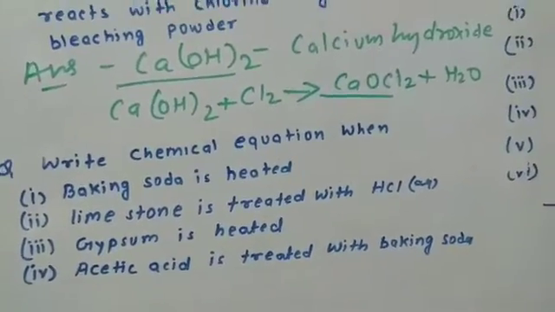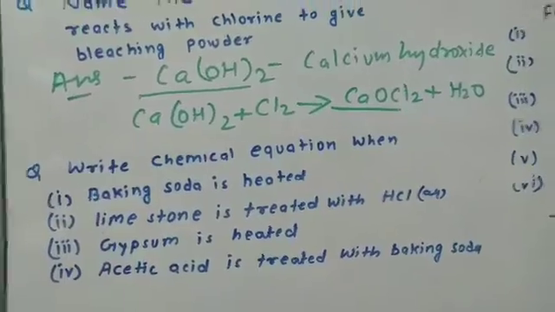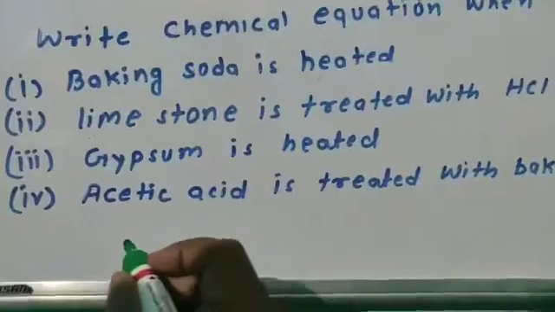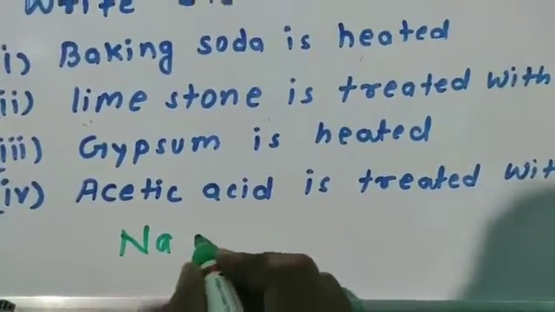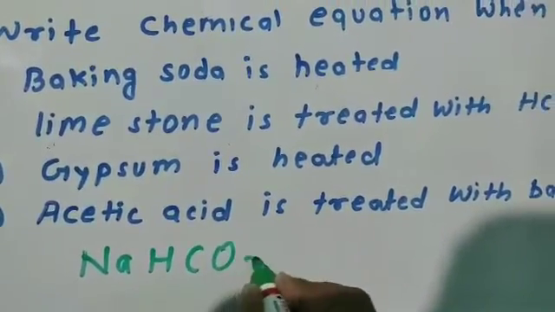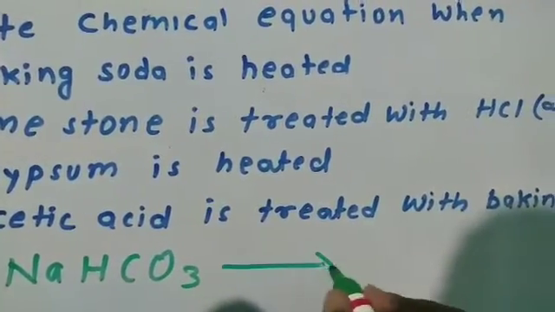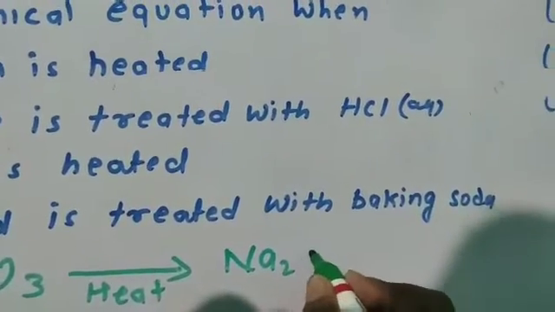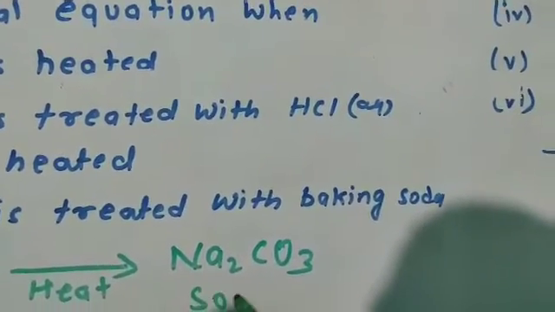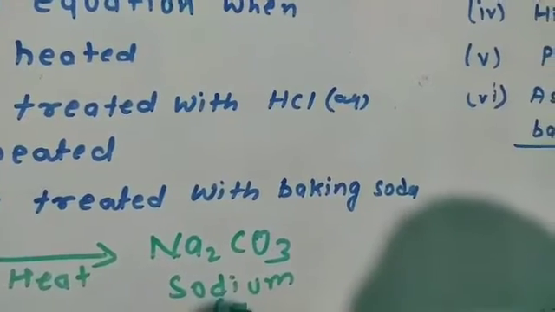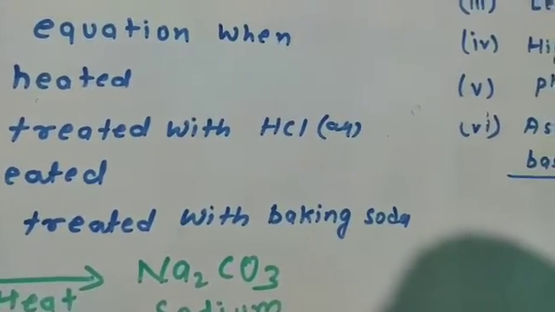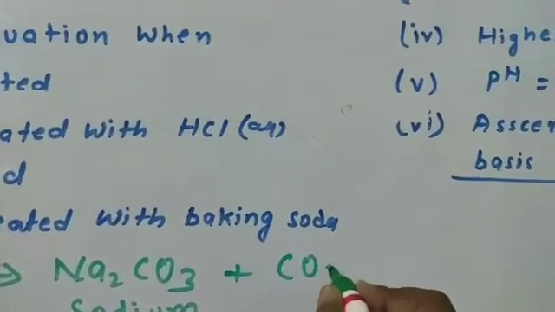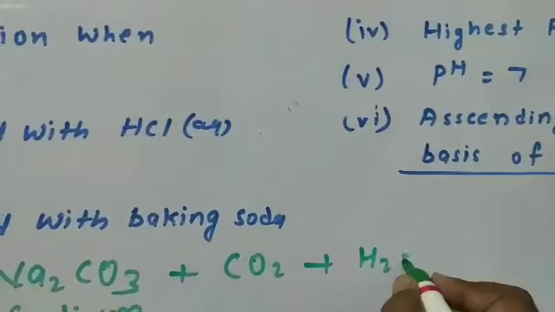Write the chemical equation when baking soda is heated. Baking soda means sodium hydrogen carbonate. When baking soda is heated, then it will form sodium carbonate, carbon dioxide gas and water.